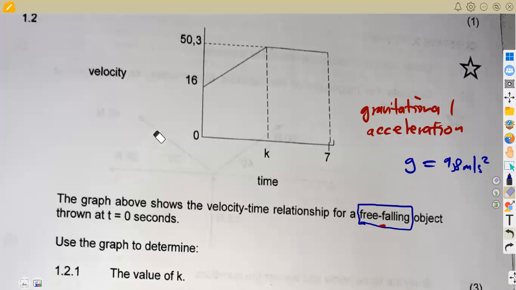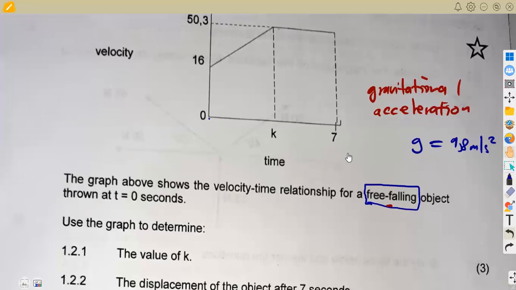All is going to remain as before. The way that we used to calculate, everything is going to remain as before, but don't expect to be given any acceleration or to be asked to calculate acceleration on this type of question, because it's a free falling object. All right. So it is given thrown at t is equal to 0, which means we're talking about time from t, which is 0, up to k, up to 7.